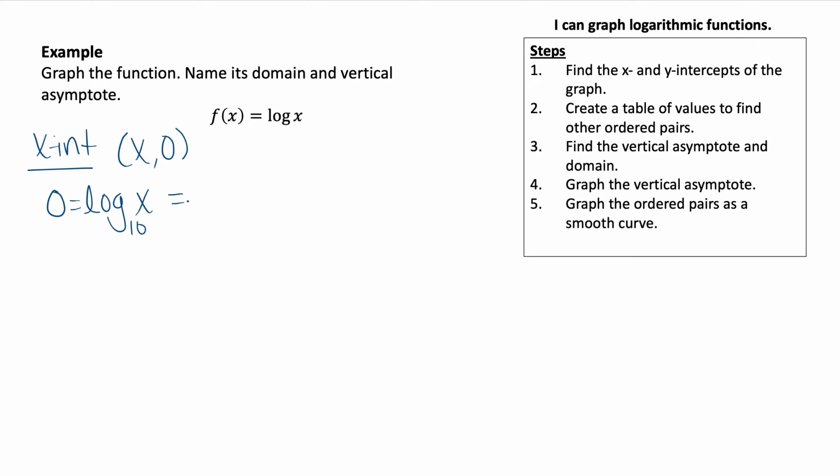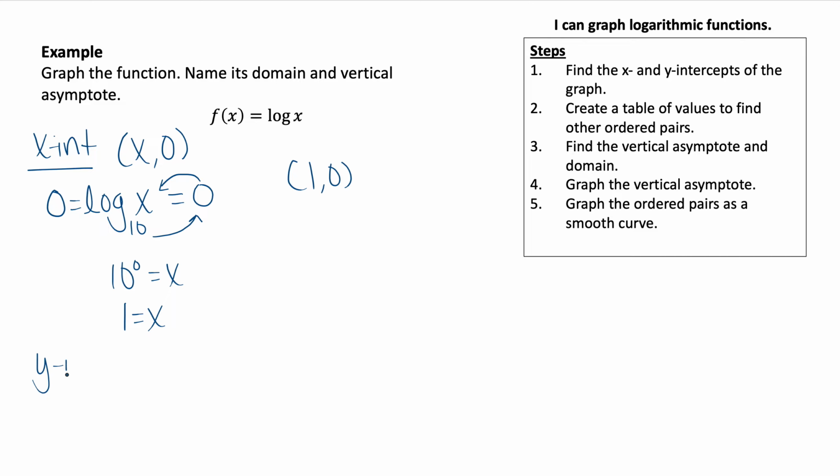Just to help us solve, I'm going to write the 0 over here on the right, because now I can convert this to exponential form. So I get 10 to the 0 equals x. Well, 10 to the 0 is 1, so that tells me that 1 equals x. That means I have an x-intercept at (1, 0).